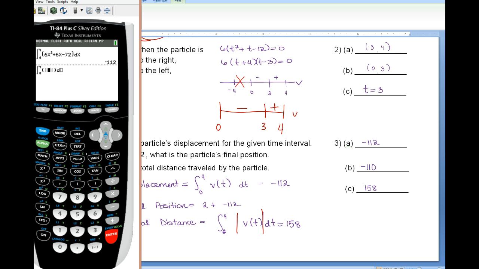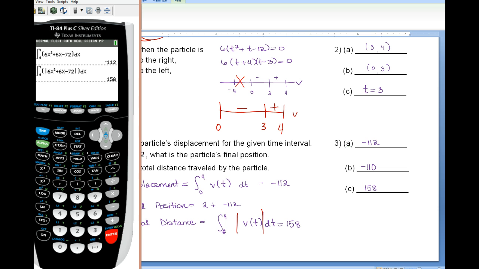I think I was trying to do it analytically. You have to break it up into 2 separate intervals. Exactly. So from 0 to 3, it was negative, so we want to make sure that result gives us positive, and then plus 3 to 4. So minus 72. And we get, hopefully, 158.